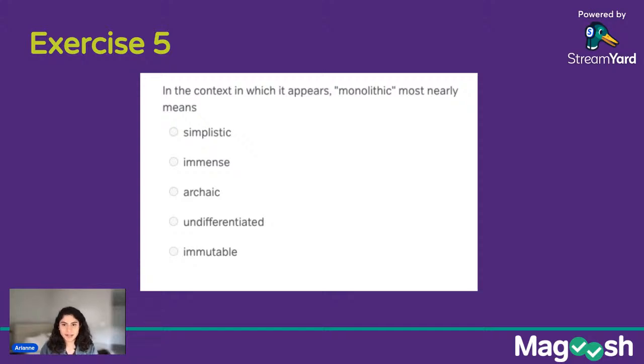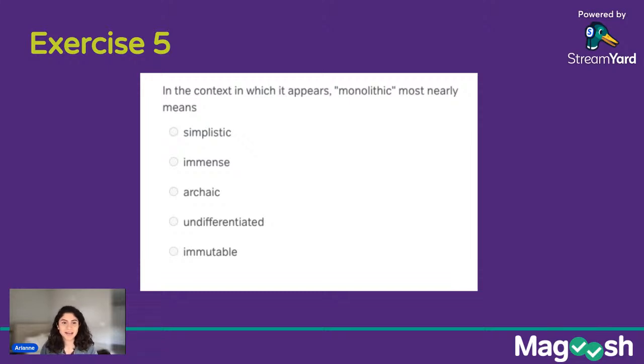Undifferentiated. Okay, so undifferentiated fits the meaning of uniform, because it means when things are very, very similar to each other, right? There's no way for you to differentiate between the different options, or it's not about the varying options that you have. So I like undifferentiated. I like it more than simplistic. Let's see the last answer choice.